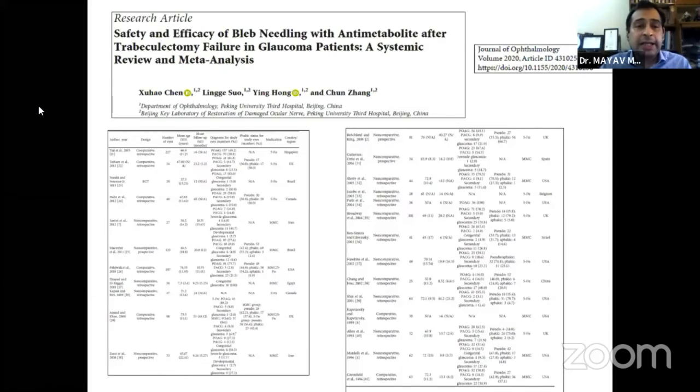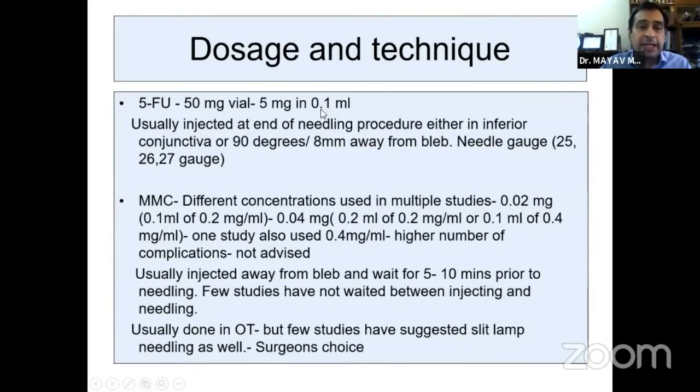So basically, the dosage of 5-FU is 5 milligram in 0.1 ml, which has been used by all studies. It is usually injected at the end of the needling procedure, either in the inferior conjunctiva or 90 degrees away from the bleb, usually with a 25, 26 or 27 needle. While topical Mitomycin-C has been used in various dosages, 0.02 milligram, 0.04 milligram, and in some studies 0.4 milligram per ml, which is quite a higher dose and caused a slightly higher number of complications, so is not advised.